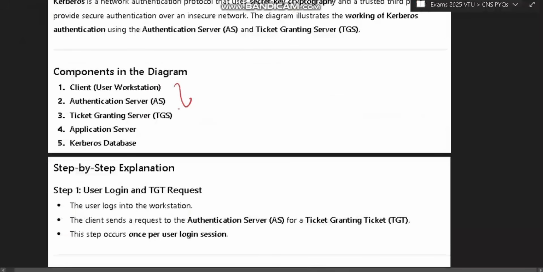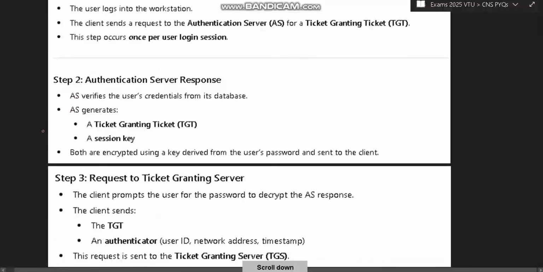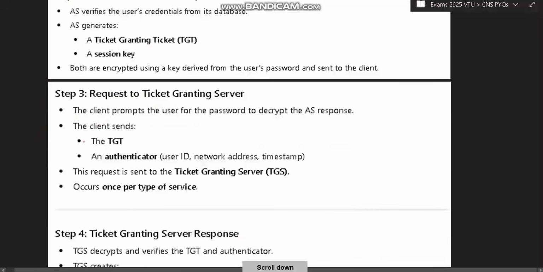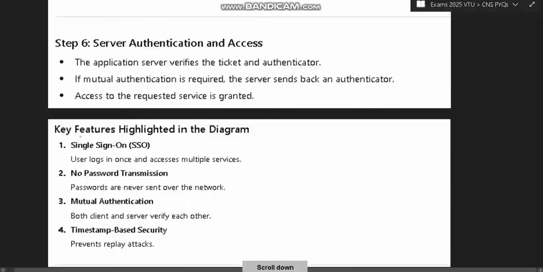The components in the diagram, what all are there? The client, authentication service server, ticket granting server, application server, Kerberos database. Okay, and a step-by-step explanation is also given here for your reference. Whatever I explain, the same thing happens step by step. You can go through it. In the exam also you have to write it in this way, point by point.